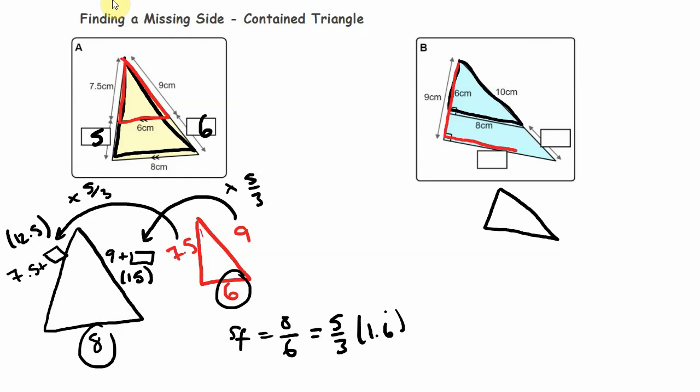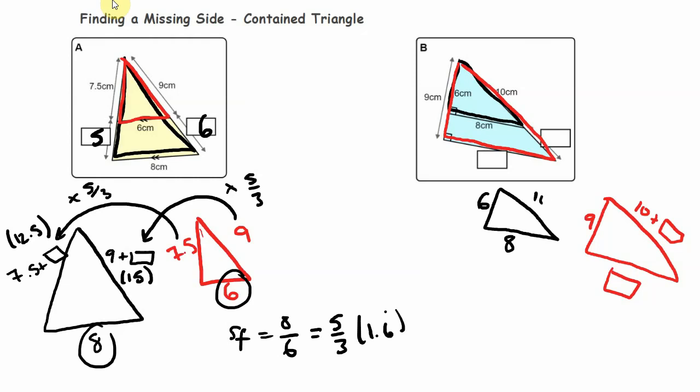And my large triangle in red. So let's have a look at some of these lengths. We've got 10 plus something, 9. My lengths here would be 6, 8 and 10.